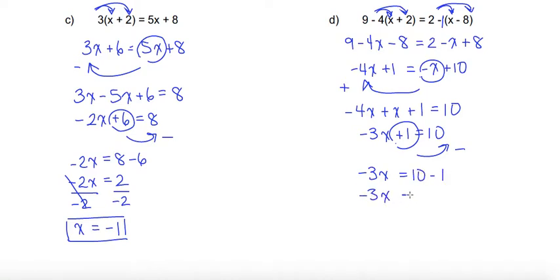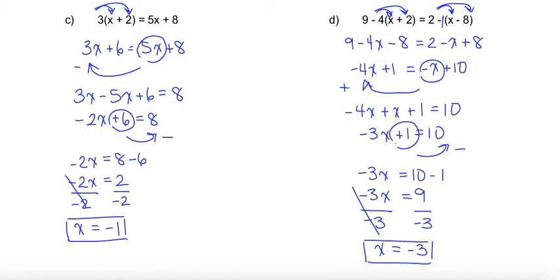10 take away 1 is 9, and now I have to divide both sides by the coefficient in front of the x, so I'm dividing both sides by negative 3. Negative 3 divided by negative 3 is 1, so I'm left with x on the left-hand side, and negative 9 divided by negative 3 is negative 3. So that is my value for x.